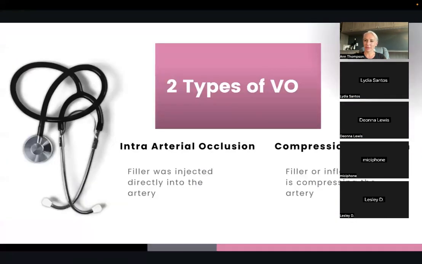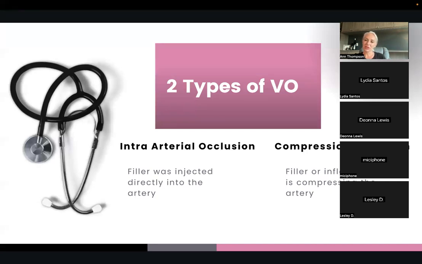Let's talk about the two types of vascular occlusions. The first one is going to be an intra-arterial occlusion. This will happen while you are injecting. This means that you accidentally injected filler into a vessel and it immediately stops blood flow. This is when you'll start to go through those phases. Remember that each phase is around 12 hours, roughly.